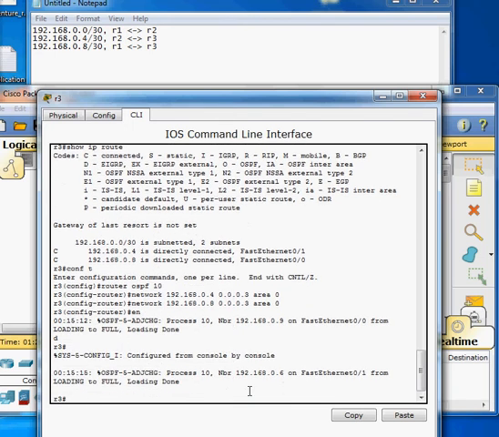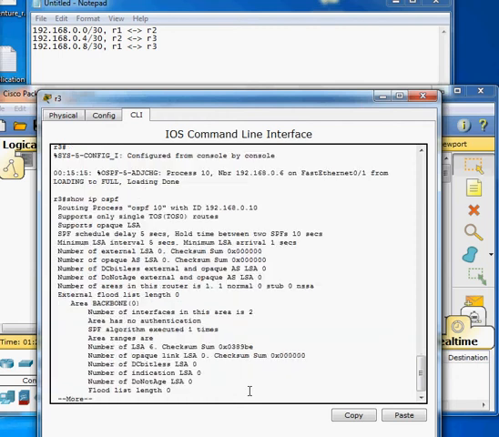So if I do a show IP OSPF, it's just some basic information about OSPF here. And I didn't set the router ID, so it's just going to take the highest IP address of my interface, which happens to be 192.168.0.10.